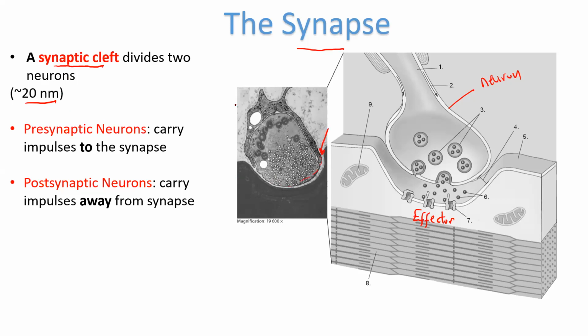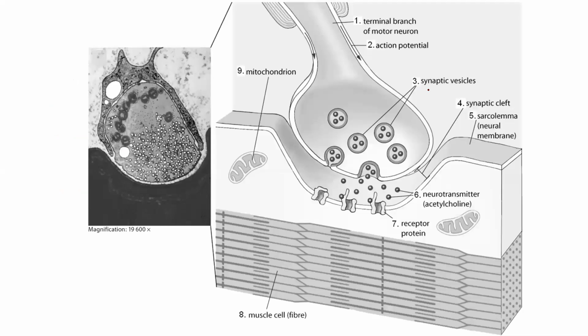Okay, this neuron is called a presynaptic neuron, and this part would be the postsynapse, the after. And we're going to go through the different parts of this in a moment. So there's my synaptic cleft.